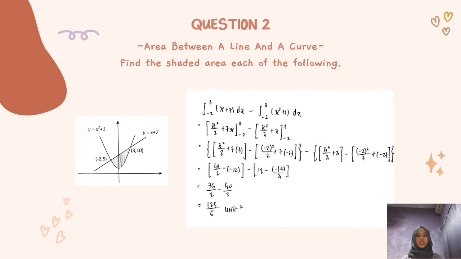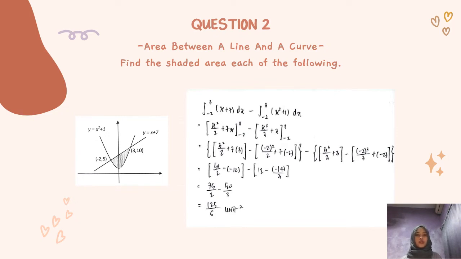Assalamualaikum to Puan Kartini. I am Farazani Natasha and today I am going to explain about question 2, which is to find the area between a line and a curve. So the question asks us to find the shaded area of each of the following. And this is the example of the picture that is given, and we have to find the shaded area from this picture.